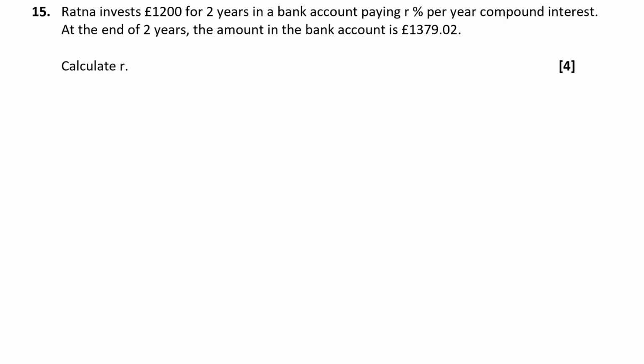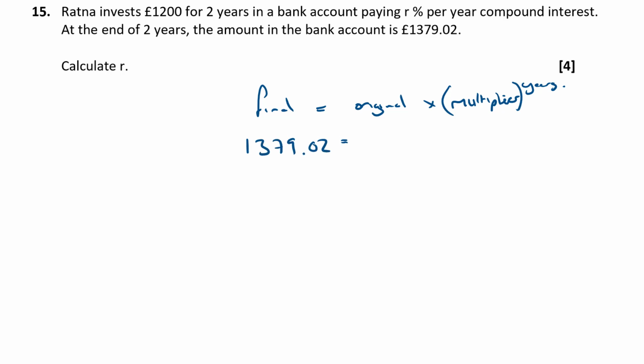Okay, so now normally in a compound interest question, we would work out our final amount by taking the original amount, timesing it by the multiplier, which would be, you know, if it was 5% interest, 100 plus 5, or 1.05 as the multiplier, raised to the number of years. Now in this case, we know some of these values, but not all. We know the final amount was 1379.02. We know the original amount, it was 1,200.